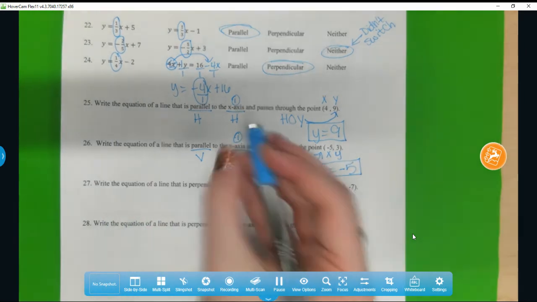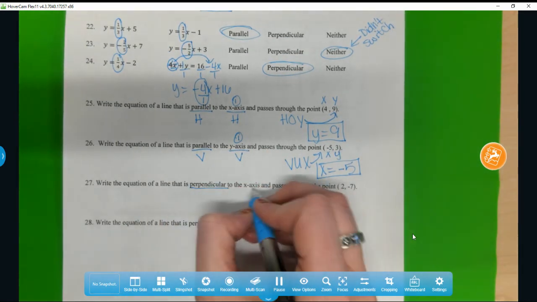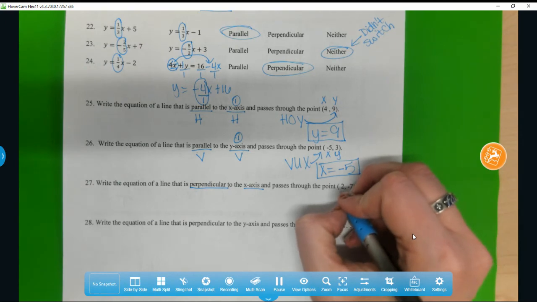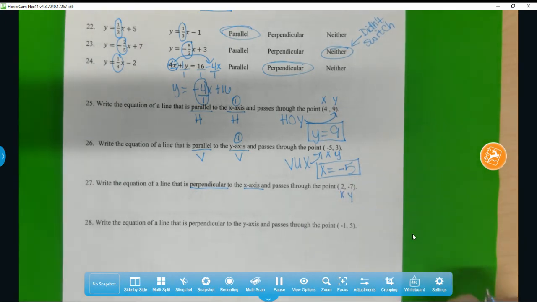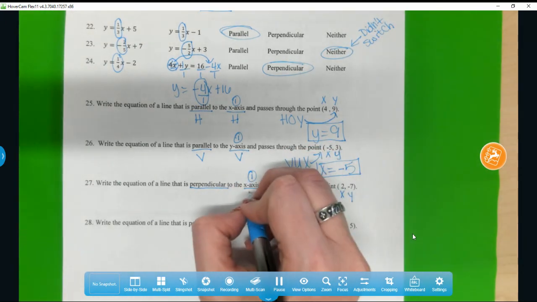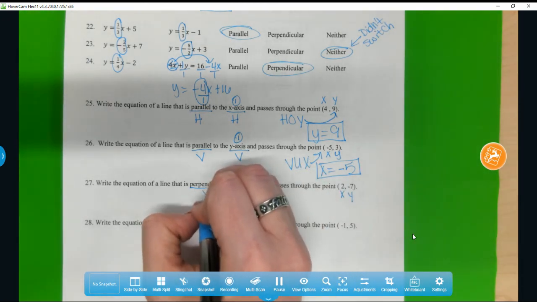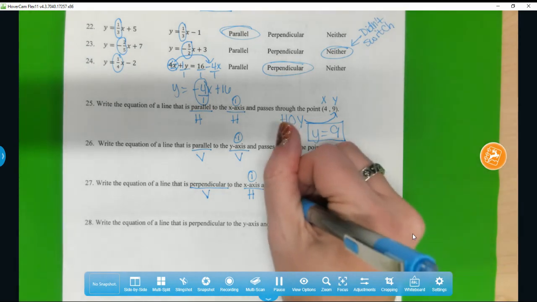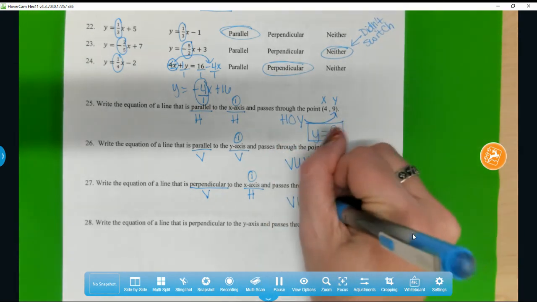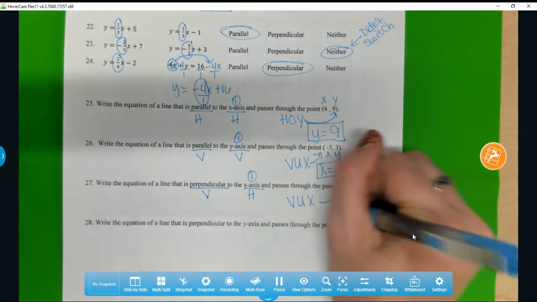Write the equation of a line that is perpendicular to the x-axis and passes through the point (2, -7). So I still start with the axis. It's horizontal. Since it's perpendicular, I don't want it to be horizontal, so it has to be vertical. So that is Vux. So x equals 2.